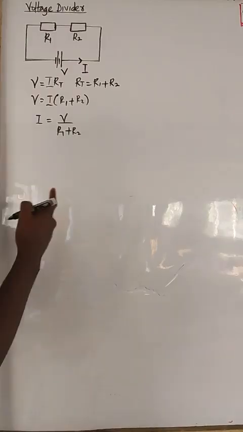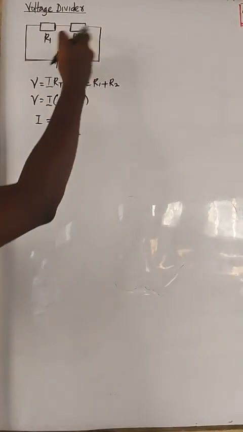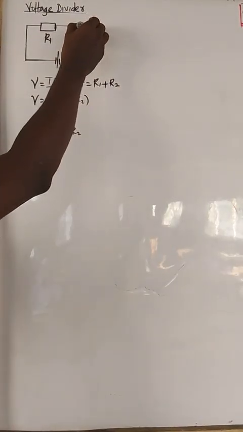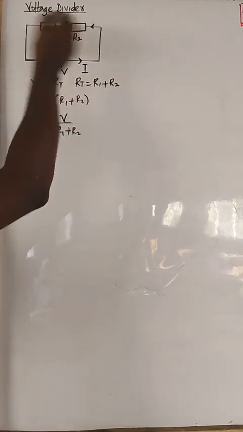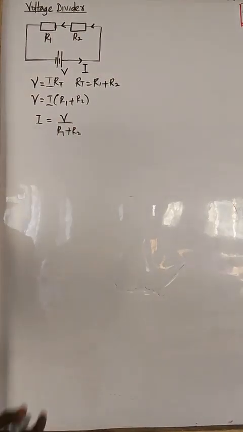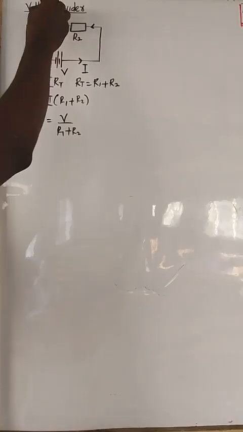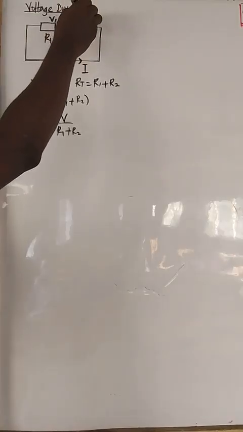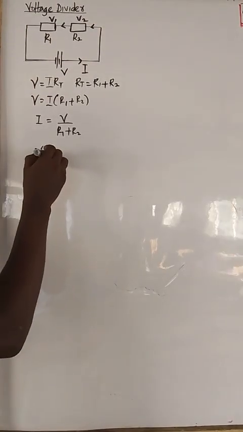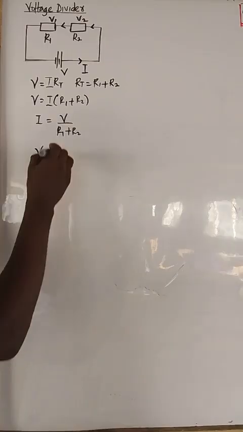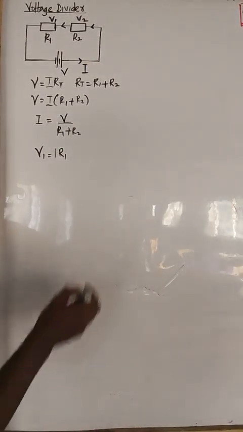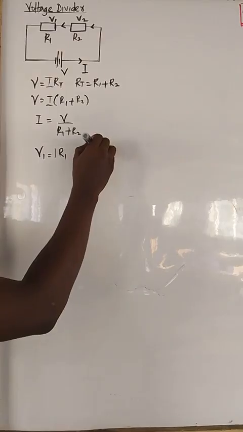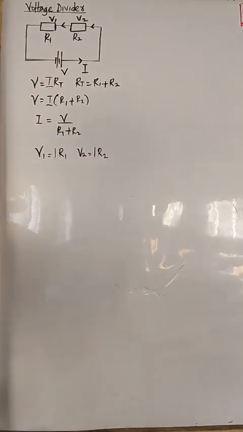So this is the total current flowing. Since they are in series, the current that will flow through R2 is I, and through R1 is also I. They are in series, so the same current passes through them. Our aim is to know the voltage across R1 and the voltage across R2. What is V1? V in general is IR, so that will be I1 times R1, but the I is constant. And V2 is I2 times R2, but the I is the same.